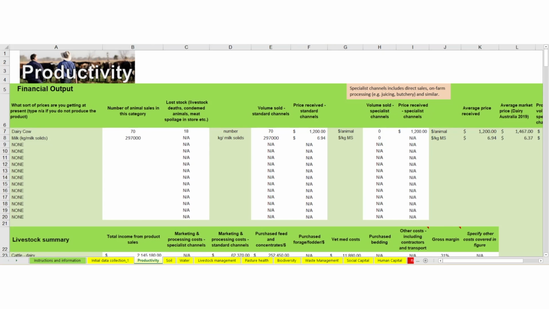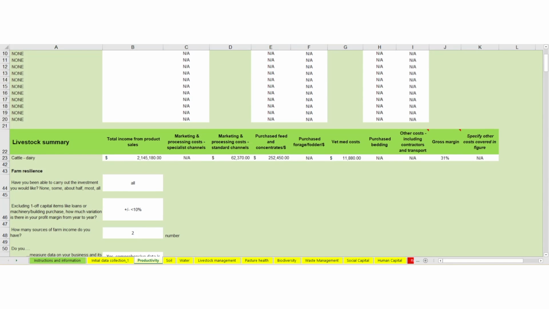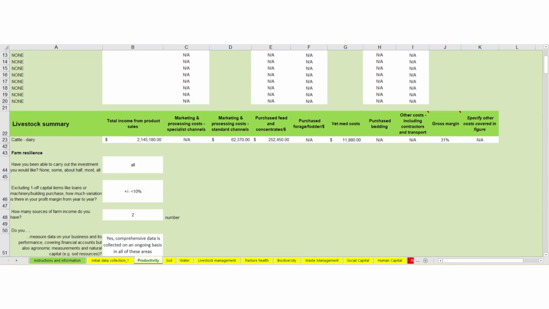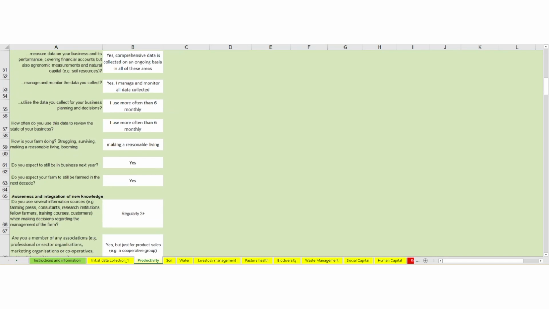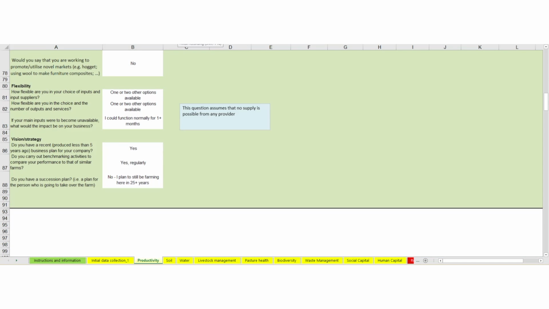The productivity worksheet aims to capture the farm's financial sustainability, looking at the resilience and strategy for the future. Populate any cells that have not been auto-populated from previous sheets data collection. The questions about farm resilience and the vision for the future can be answered from the drop-down menus. Higher scores are given to adaptable, forward-thinking farms with multiple avenues for income.